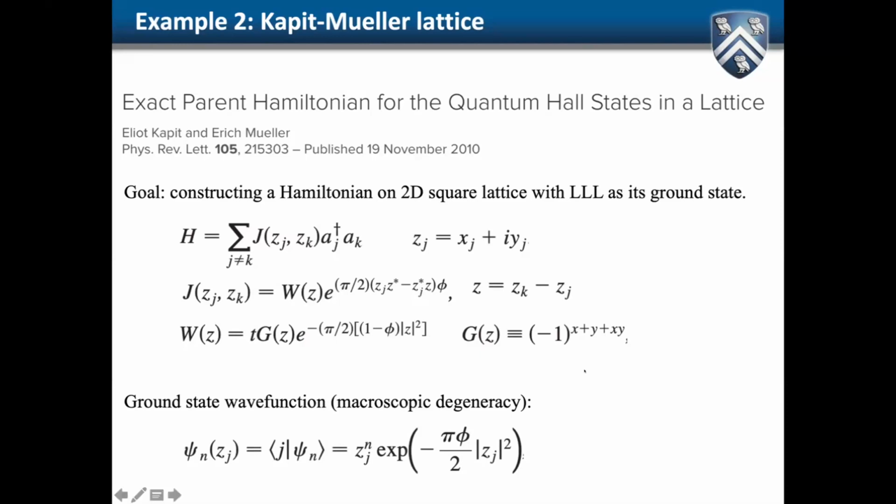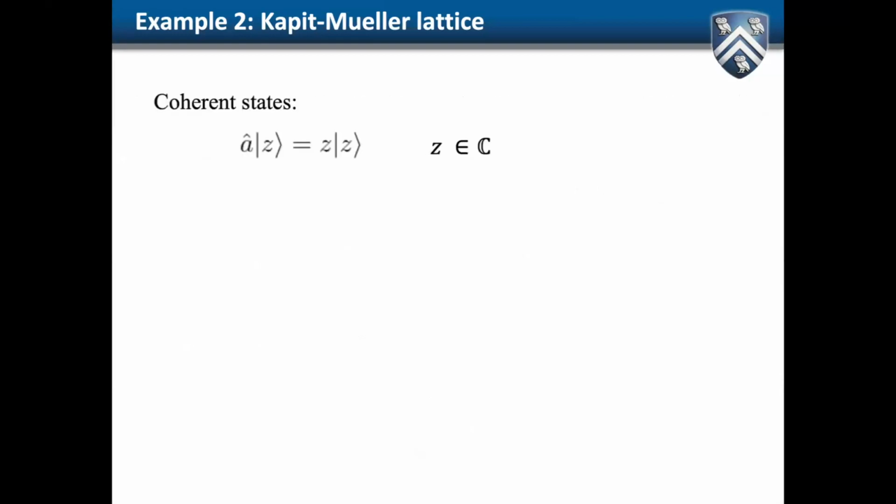And in that paper, they didn't mention how they came up with this model. But now I suspect that they solved the inverse problem, starting from the wave function to construct the parent Hamiltonian. But even for that, the inverse problem is not trivial to solve. Now, let me show you how we can actually come to this model without making any assumption. And for this, I need to say something about the coherent states.